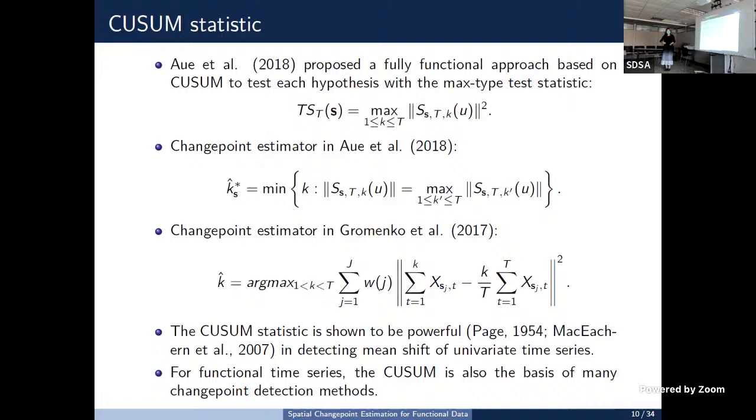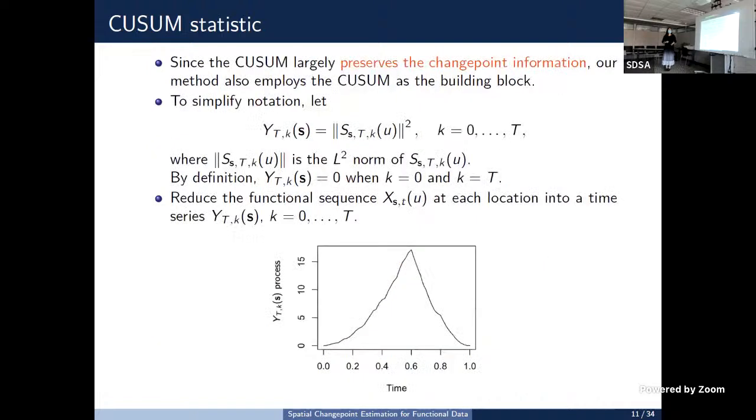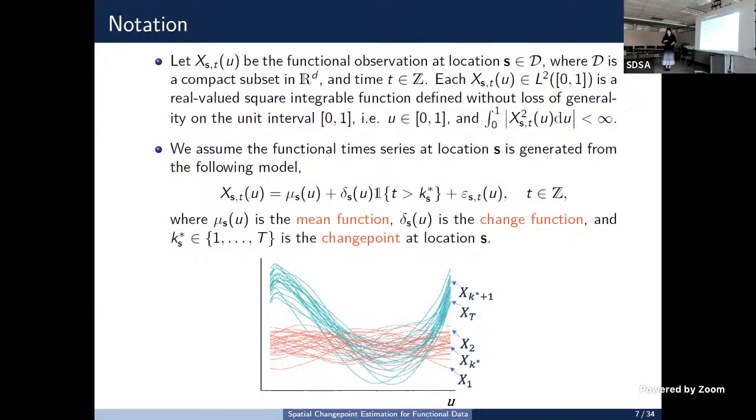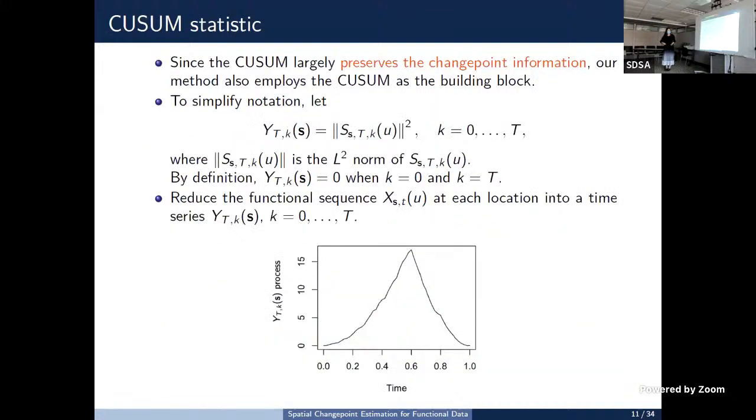So from these examples, we can see the Q-sum statistic is very powerful, not only in univariate time series, but also in functional time series. So in our method, we also implement the Q-sum as our building block. Similar to before, we take the L2 norm with a square, and k can go from zero to capital T. From the definition, when k is zero or capital T, it is exactly zero. Here, zero is a zero, not a zero function, because we already used the L2 norm to convert into a real number. In this way, we can reduce the functional time series at one location into one single time series, like in this plot. This is our k, from zero to capital T, but we use a scaled time, so it is zero to one. And this is the Y process.